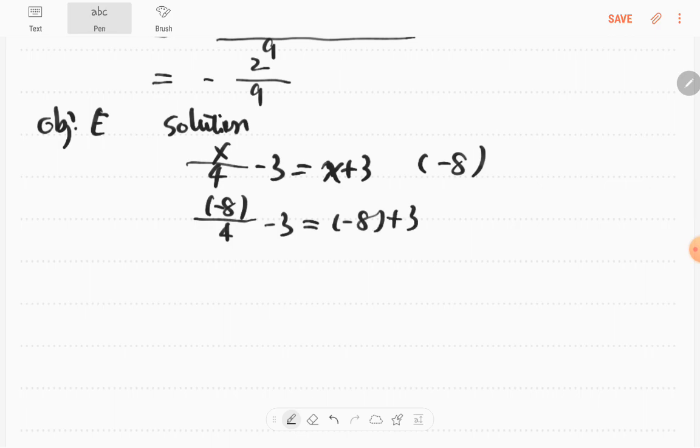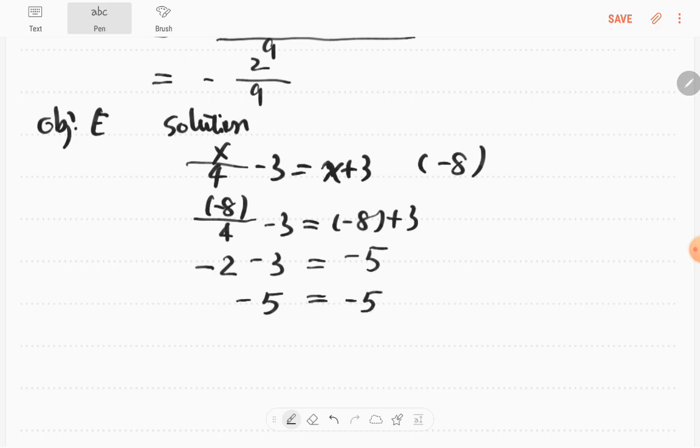Then we start with the left side first. Negative 8 divided by 4. So negative divided by positive, our answer will be negative 2. Minus 3 equals negative 8 plus 3. So we will get negative 5. Let's check the right side. We will also get negative 5.